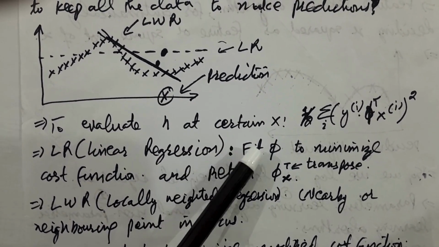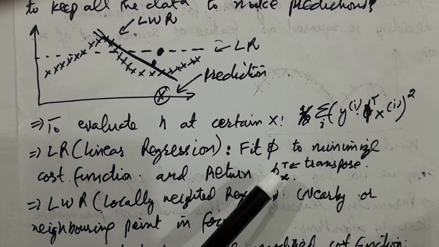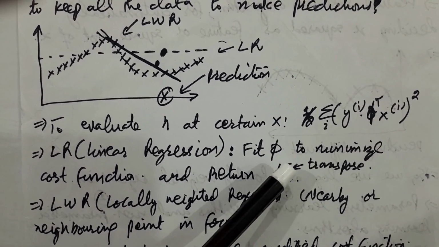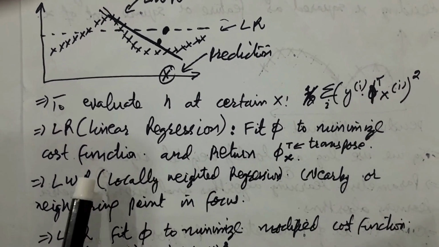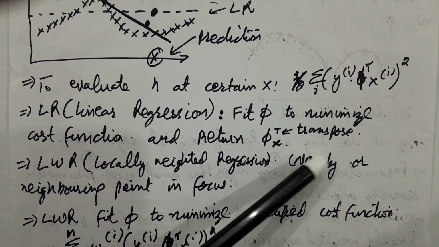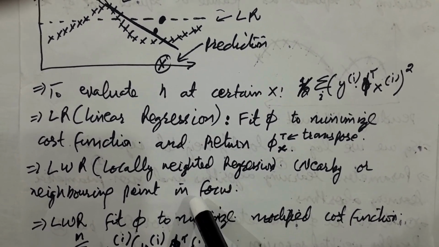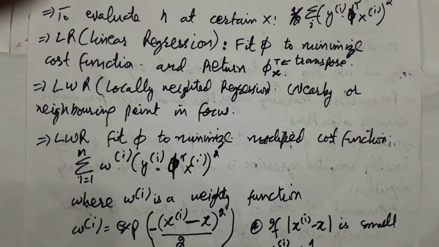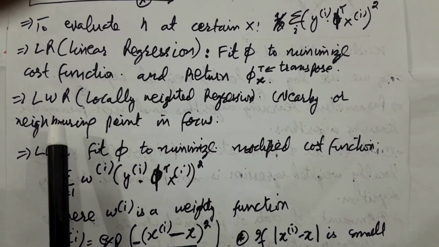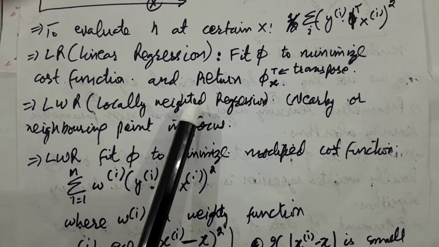For linear regression, fit phi to minimize the cost function and return phi transpose x. T here is for transpose, phi T x. Also LWR, locally weighted regression: nearby or neighboring points are in focus. So in locally weighted regression, nearby or neighboring points are in focus to get the final function.